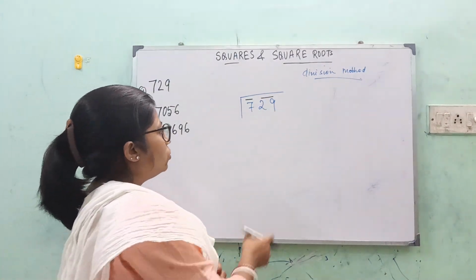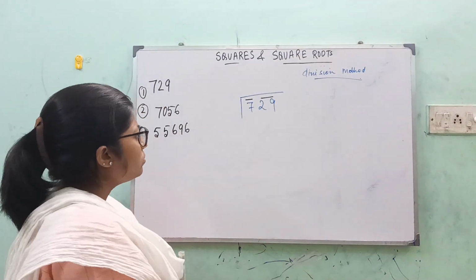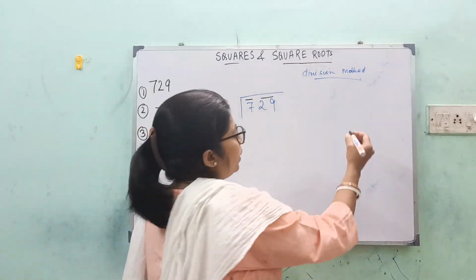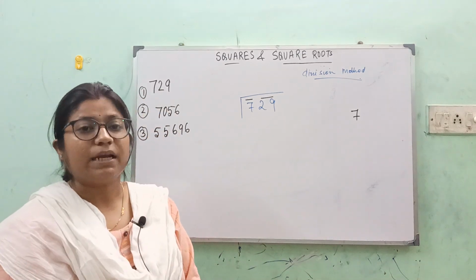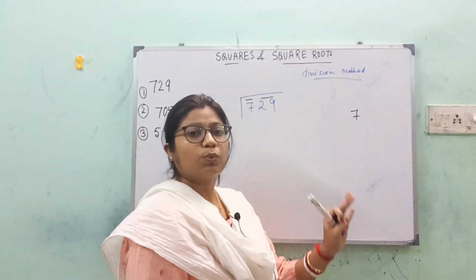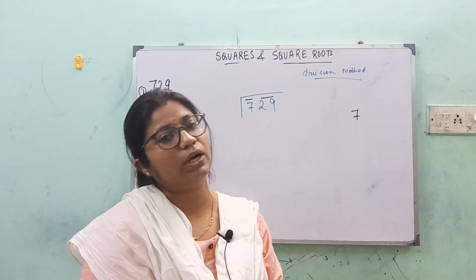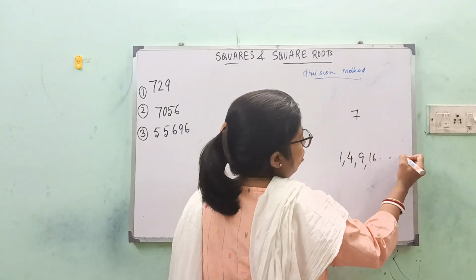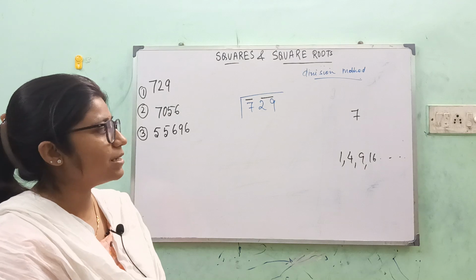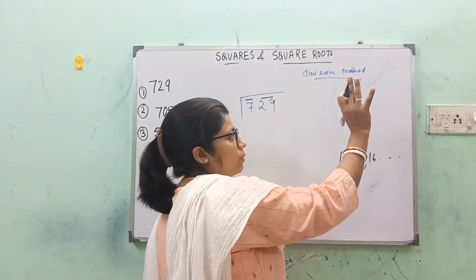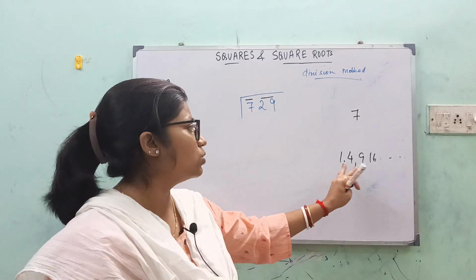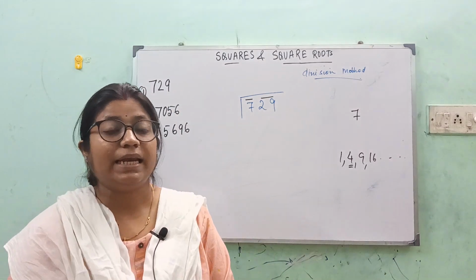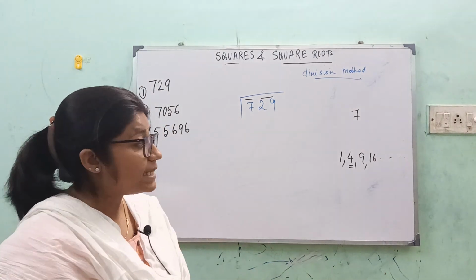Now how to go ahead with the division? Your first number that you will start working with is 7. Now tell me a perfect square which is either equal to 7 or less than 7. In the series of perfect squares, it is 1, 4, 9, 16 and so on. Which number is a perfect square which is lesser than or equal to 7? Equal to 7 is not possible, there is no perfect square equal to 7. But we can see 4 is a perfect square which is less than 7.